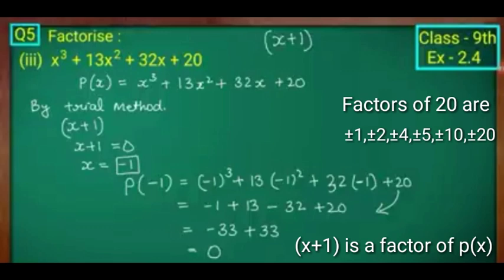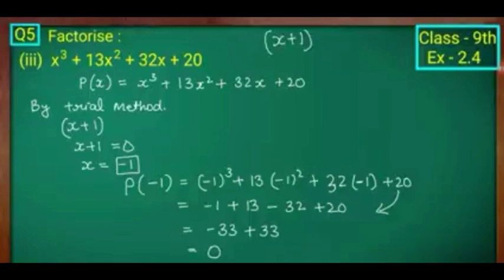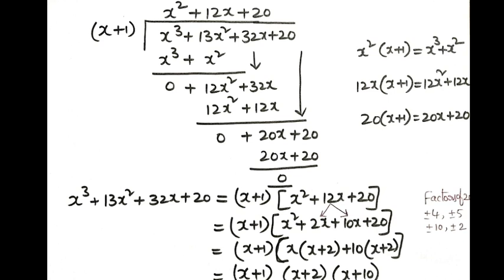Then p of minus 1 equal to minus 1 whole cube plus 13 into minus 1 whole square plus 32 into minus 1 plus 20. After simplification we got p of minus 1 equal to 0. Then according to factor theorem, x plus 1 is a factor of p of x. Now we will divide the given polynomial p of x by x plus 1 by using long division method. Then we got the quotient as x square plus 12x plus 20.